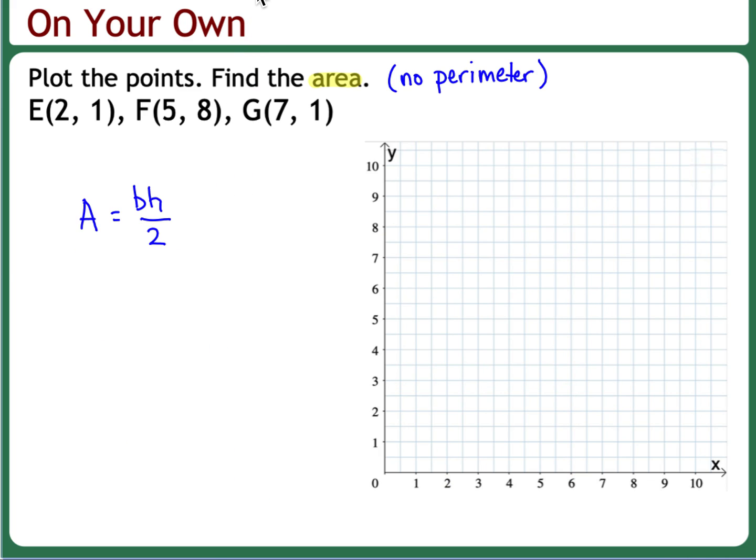All right, this next on your own, you can see is 3 points. So if we're doing 3 points, we're going to end up with a triangle. Notice this one asks you to find the area, not the perimeter. So after you plot the points and make your triangle, again, one of the sides needs to be the base, and then the height needs to be at a 90-degree angle perpendicular to the base. The height does not need to be a side. So go ahead and give that a try.